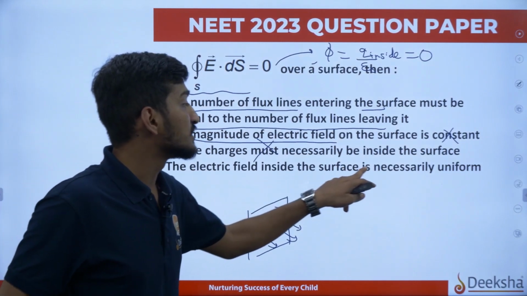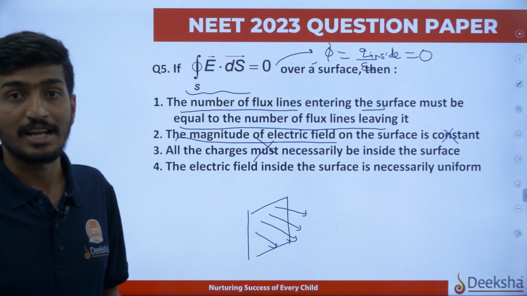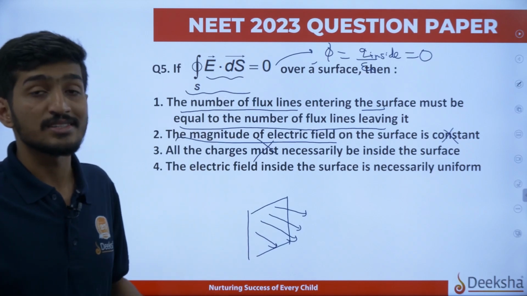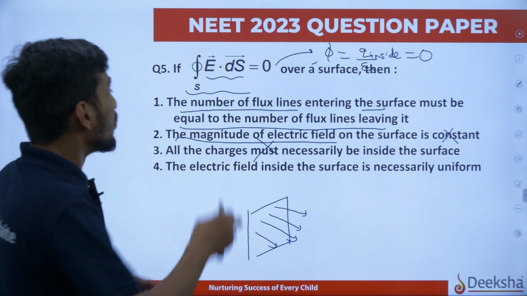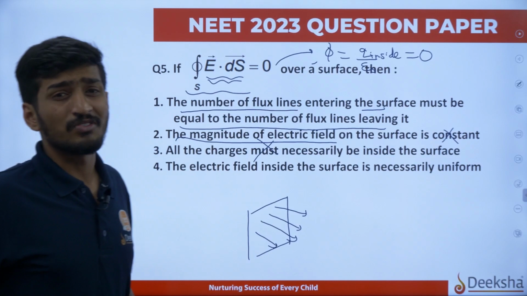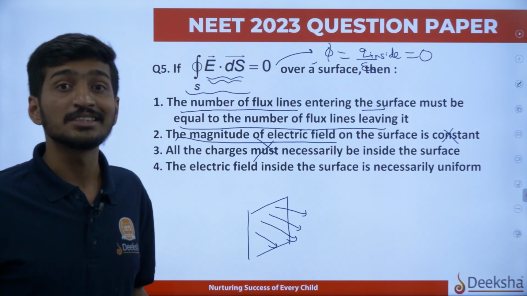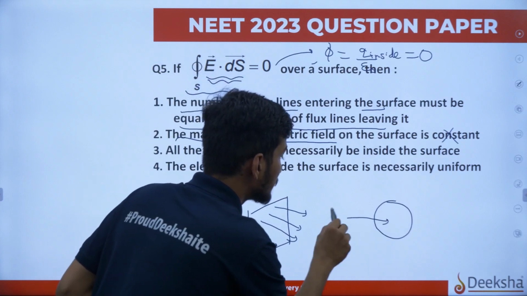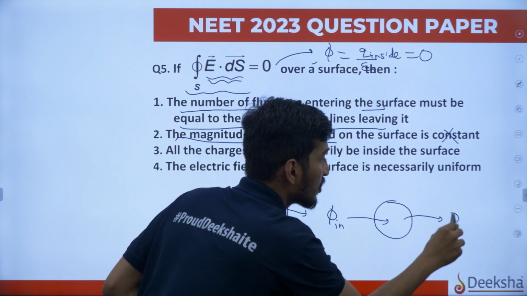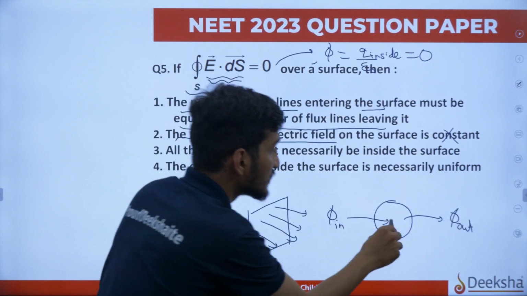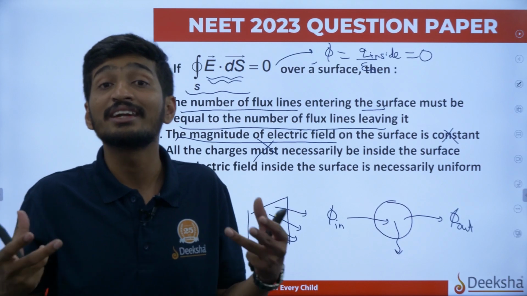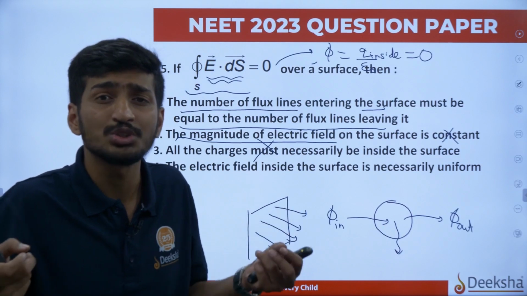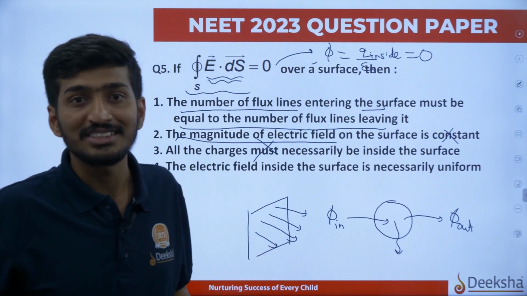Next, the electric field inside the surface is necessarily uniform. It doesn't have to be, right? This E dot ds just has to be 0. It doesn't say anything about electric field having to be uniform. What does it mean to have 0 flux coming out of a surface? It means it has 0 charge inside it. Okay, if this is a closed surface, if this is the flux coming in, same amount of flux is going out. This surface does not have any generator of flux inside it. Who generates flux? Who is the source or a sink of flux? That's your charges, right?